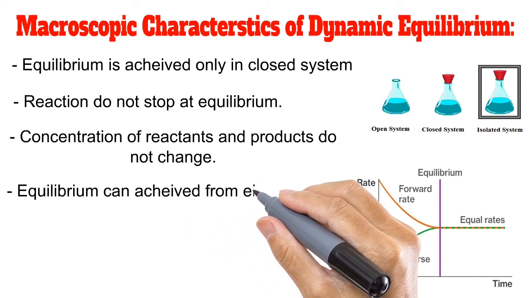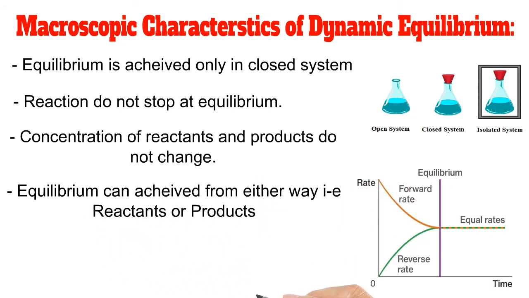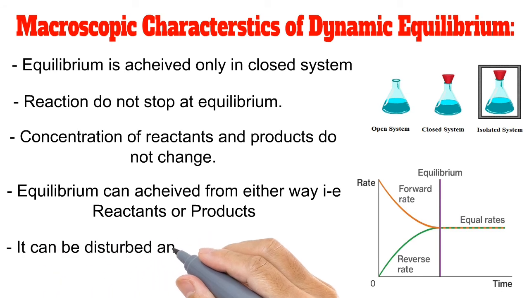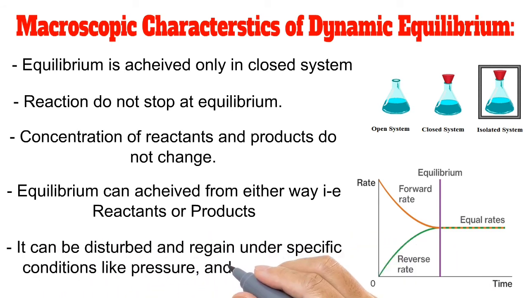Equilibrium is attainable from either way. It can start from the reactants or from the products. The attainment of equilibrium varies from reaction to reaction. Equilibrium can be disturbed or can be regained under different conditions like pressure and temperature. Change in the concentration of reactants and products can also help us in disturbing or regaining dynamic equilibrium in any chemical reaction.